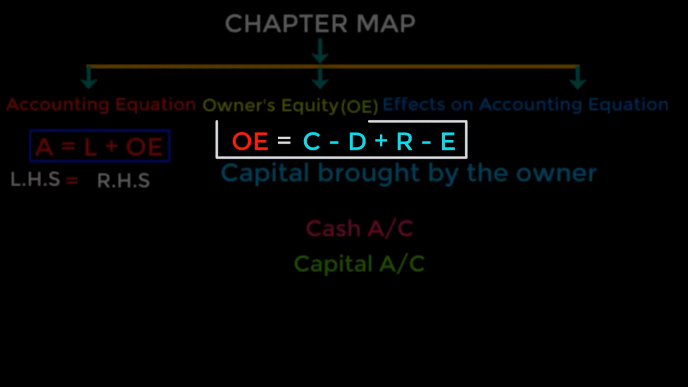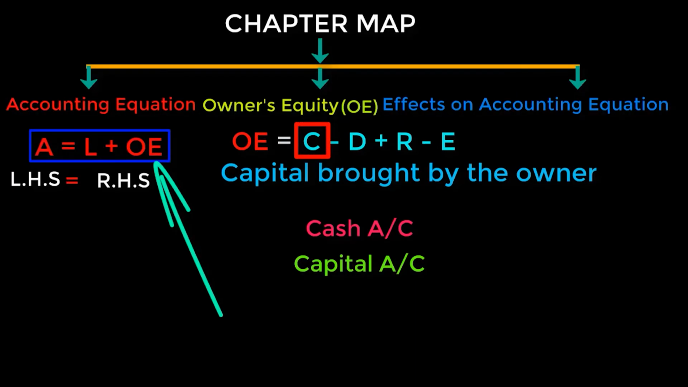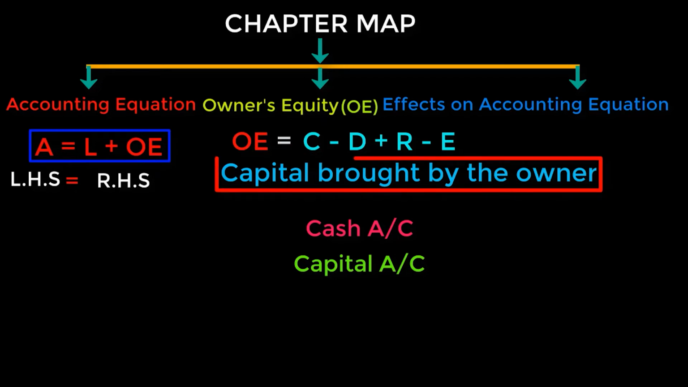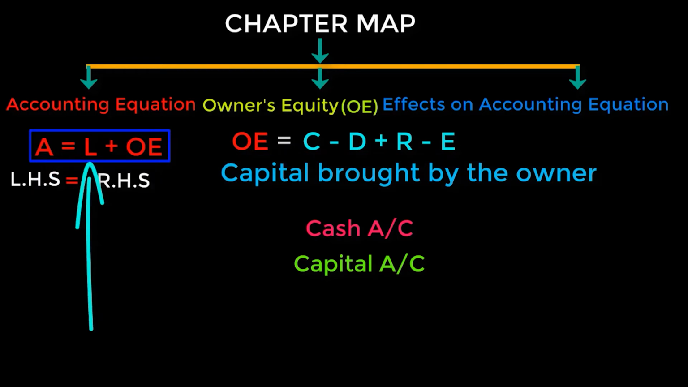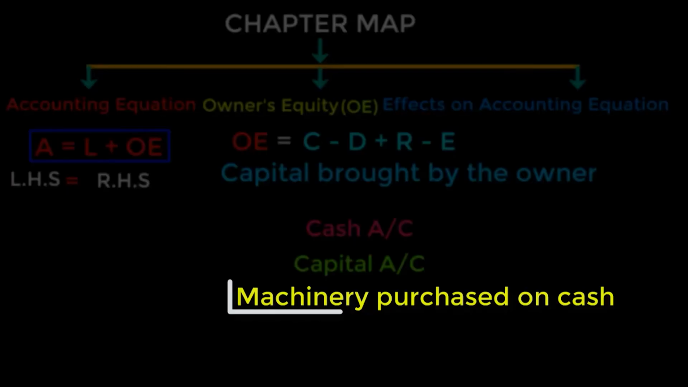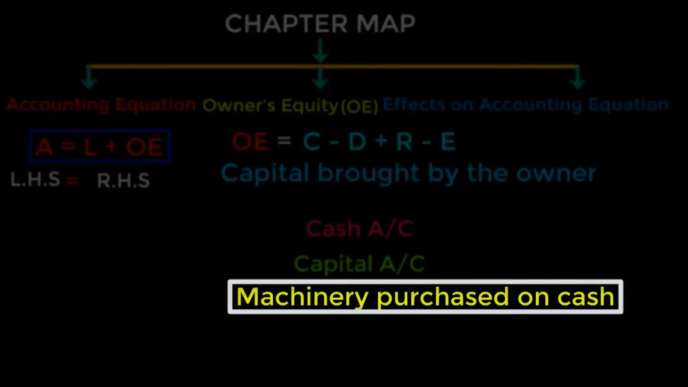Look at here. See, capital C is the element of this owner equity. So, for this transaction, both this A and this OE will be changed. Therefore, in this equation, balance will also be changed. Now, look at this another example.